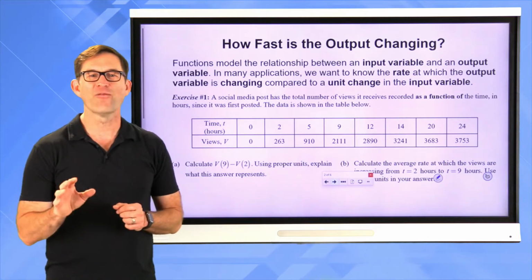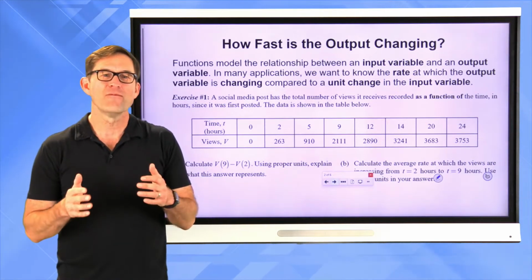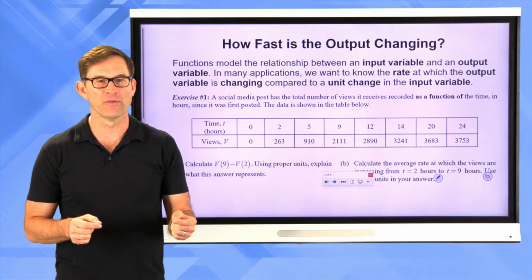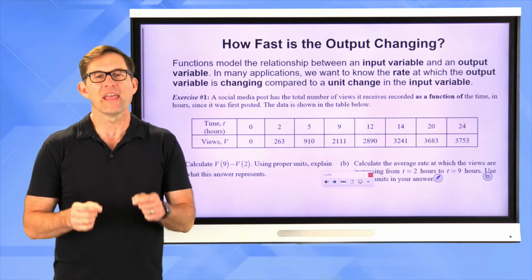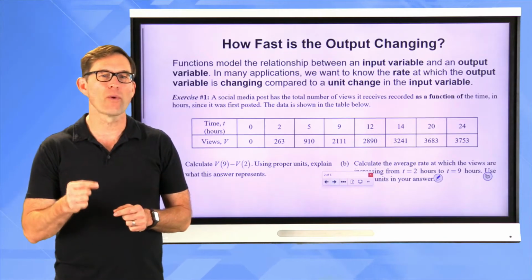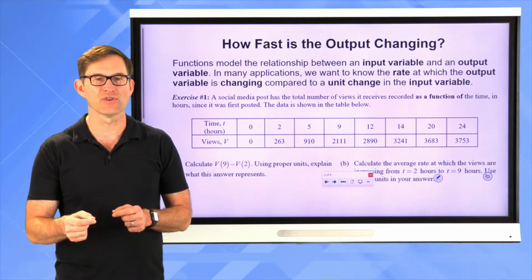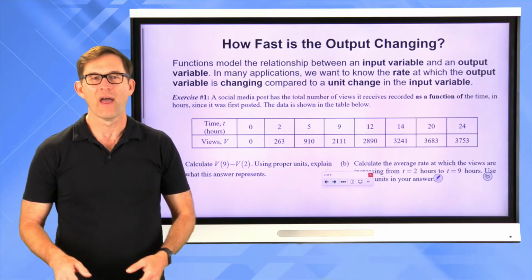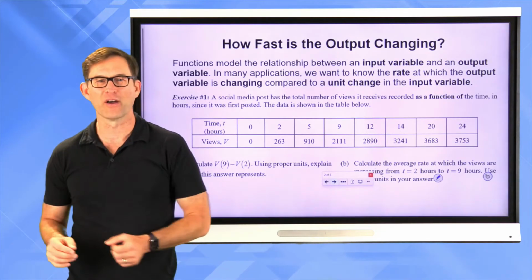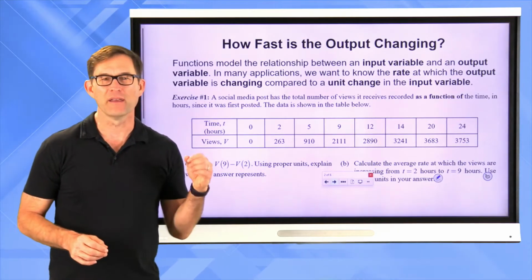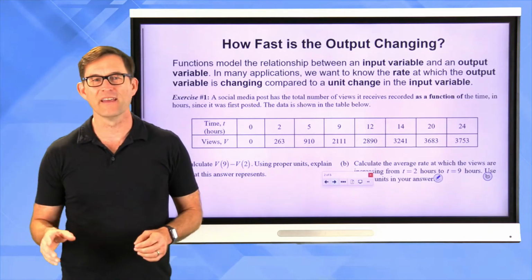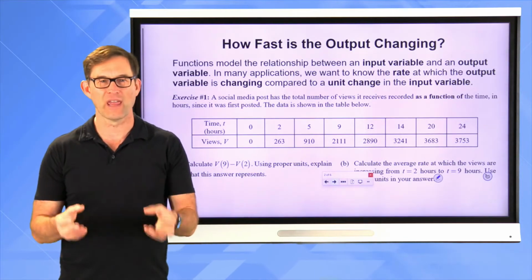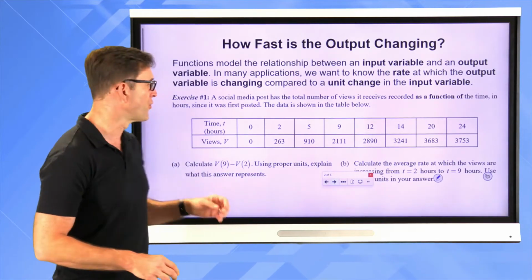How fast is the output changing? Functions model the relationship between an input variable and an output variable, x and y. In many applications, we want to know the rate at which the output variable is changing compared to a unit change in the input variable. So how many llamas per hour are coming into our farm, or how many feet per second is a snail moving, things like that. Rates of change are extremely important in the real world.